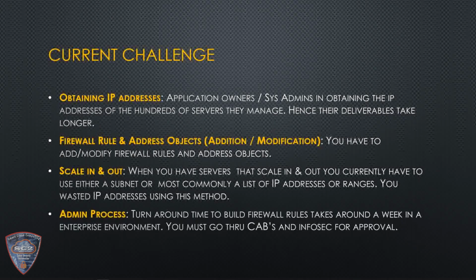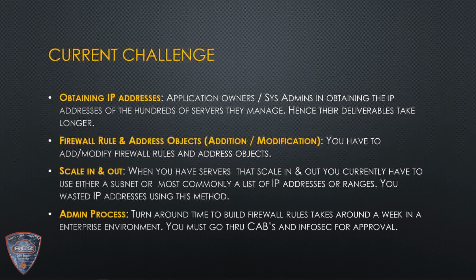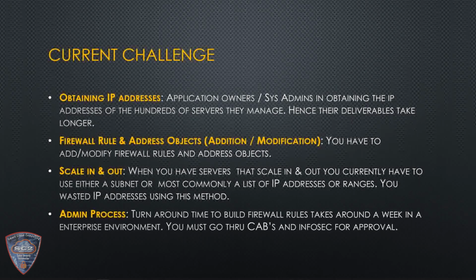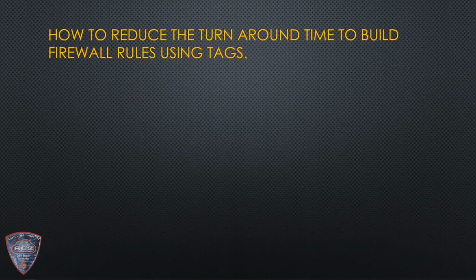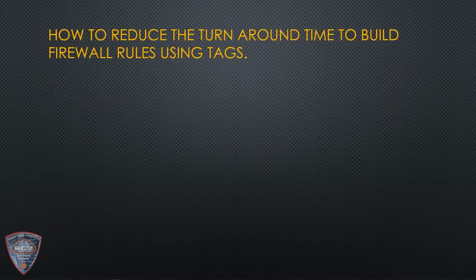Last, in an enterprise environment, you need to get approval from the Change Advisory Board and InfoSec. This typically takes up to a week or sometimes longer, thus increasing the turnaround time to allow or deny traffic on the firewall. So how do you reduce the turnaround time to build firewall rules?